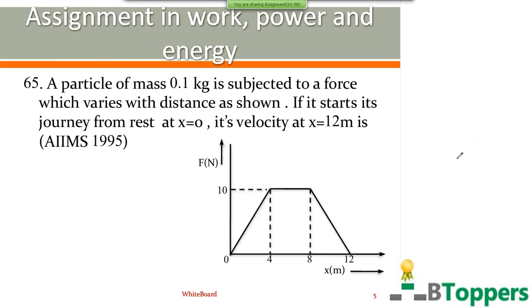See question number 65 here. A particle of mass 0.1 kg is subjected to a force which varies with distance as shown. If it starts its journey from rest at x equal to 0, its velocity at x equal to 12 meter is? So here also we'll apply the work energy theorem. To calculate the work done by the force, we have to calculate the area under the graph, the force displacement graph, and the displacement axis.